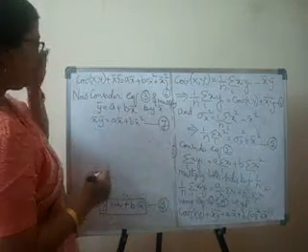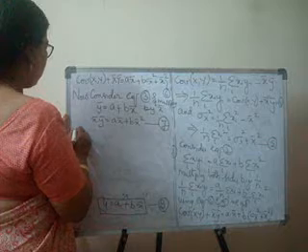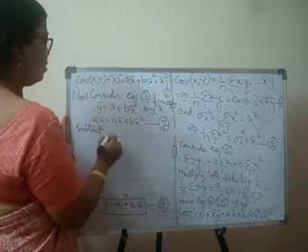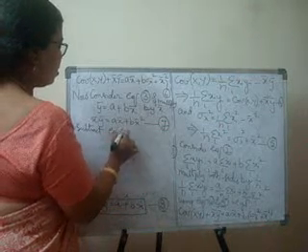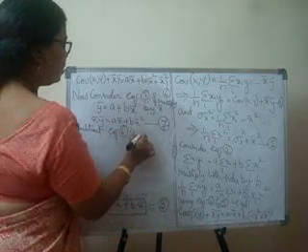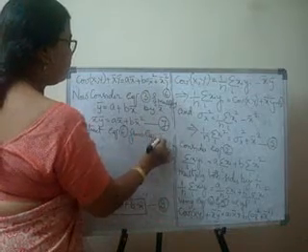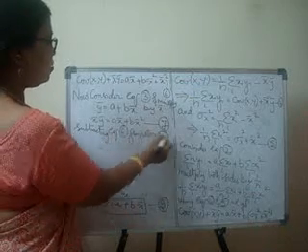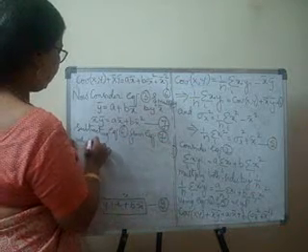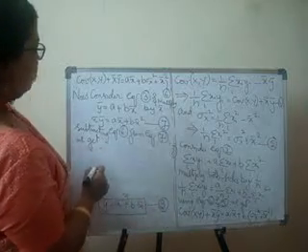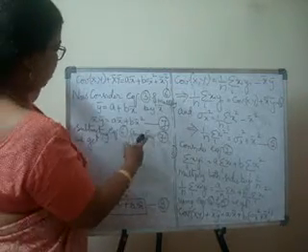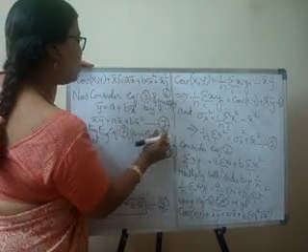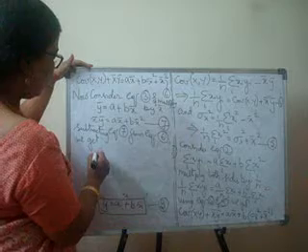Now, subtract equation 6 from equation 7. Subtracting equation 6 from equation 7, we get, what is, we are subtracting equation 7 from equation 6. So put equation 6 on the top.